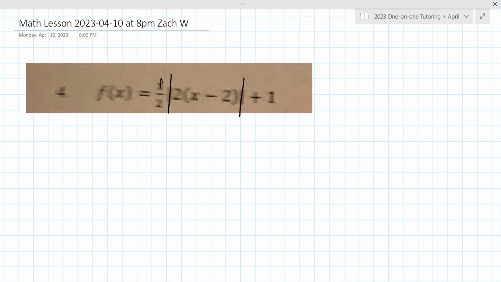There's a 1/2 absolute value 2 parentheses x minus 2 plus 1. There are 1, 2, 3, 4 transformations. Order does matter.